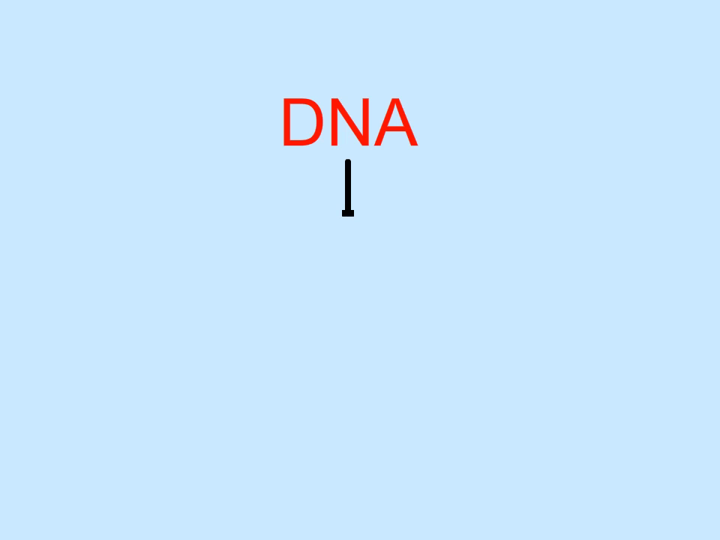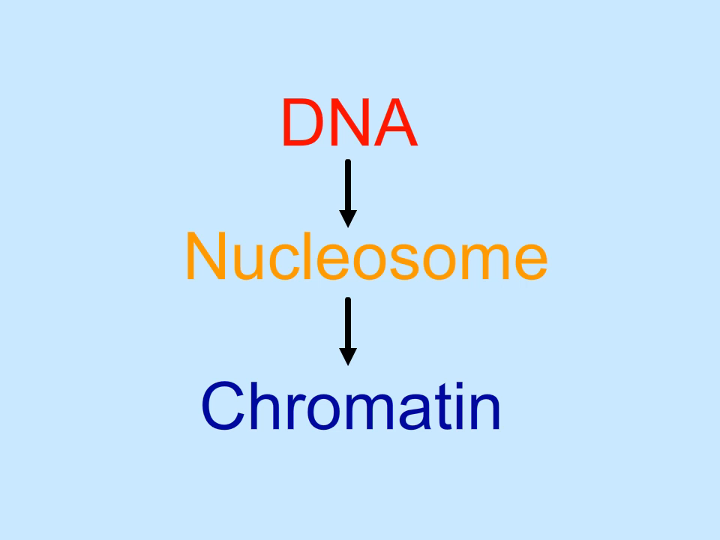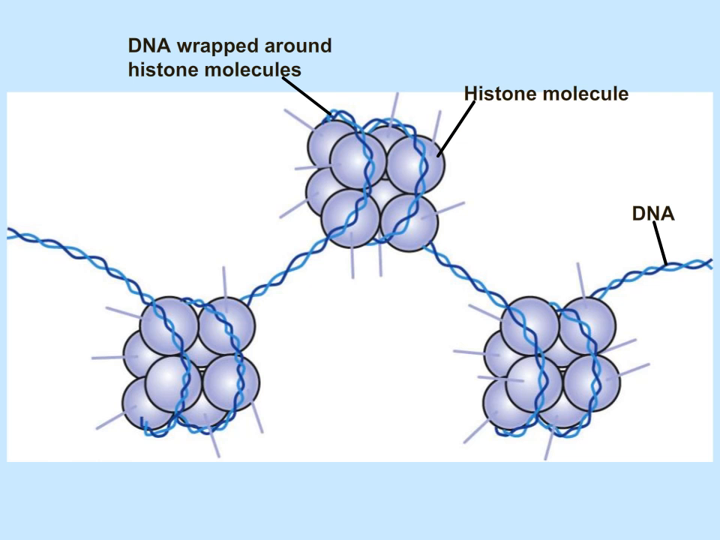The DNA is first packaged into a nucleosome, which is then further packaged into chromatin. Here's the double strands of DNA, which are wrapped twice around a collection of proteins called histones. The histones occur in a complex of 8 molecules. The wrapped DNA plus the histone complex is called a nucleosome.